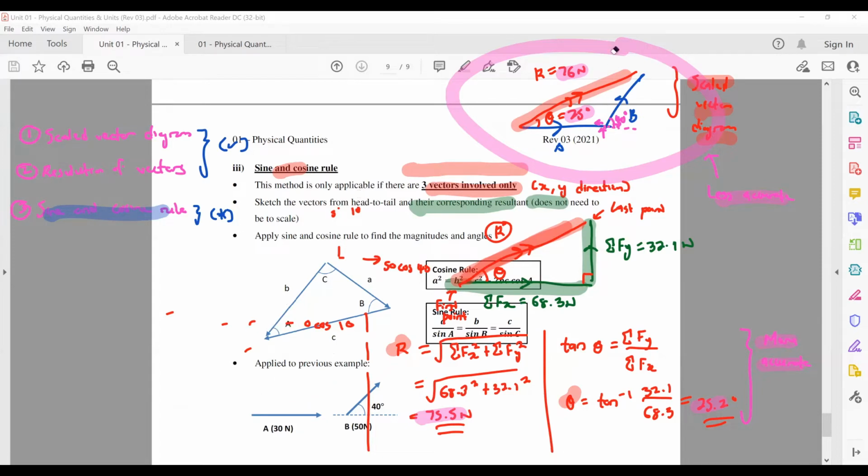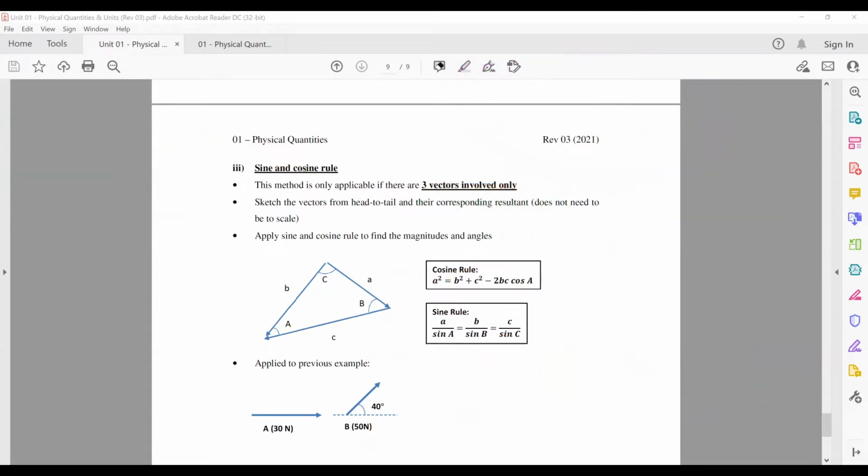Now sine and cosine rule, bear in mind that it's a bit limited because sine and cosine rule can only be used when there are three vectors involved. When there are three vectors involved, it means you can only use it for a triangle. Sine and cosine rule is limited in the sense that it's only applicable if you have three vectors, in other words, a triangle.